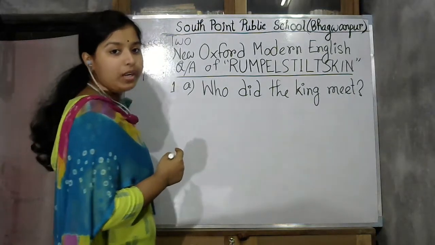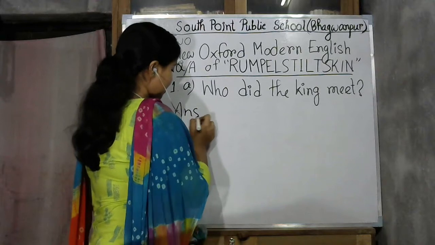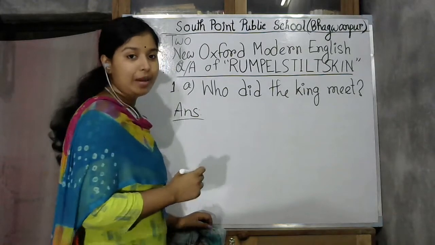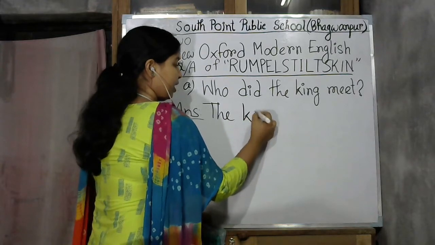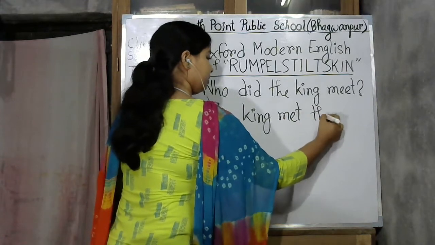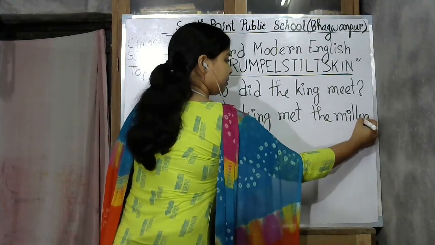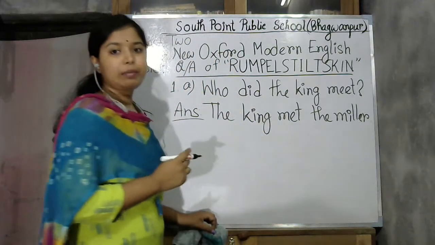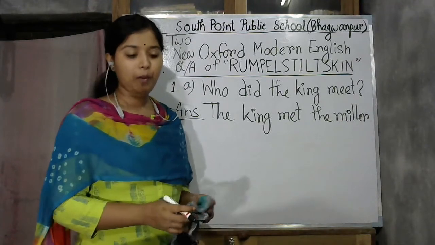Number one question, who did the king meet? Can you tell me? The miller. The king met the miller. So the answer will be: the king met the miller, M-I-L-L-E-R, miller. Who is a miller? Do you know who runs a mill? Who runs a mill of crops, grains?